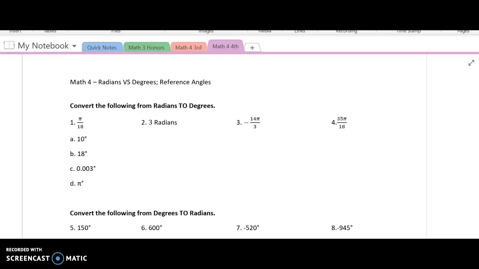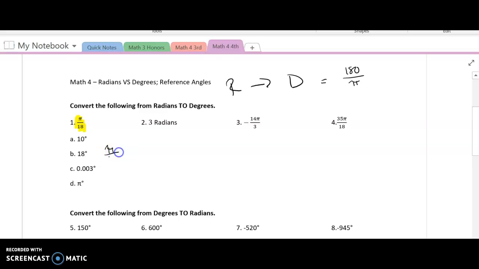Okay, so this is help on radians versus degrees / reference angles, the homework. So we want to convert this from radians to degrees. Now when we're converting from radians to degrees, that means we're going to use the formula or fraction that is 180 over pi. So I'm going to take what we're given and multiply it by 180 over pi.